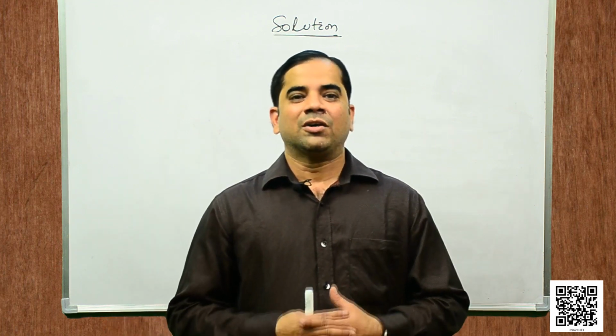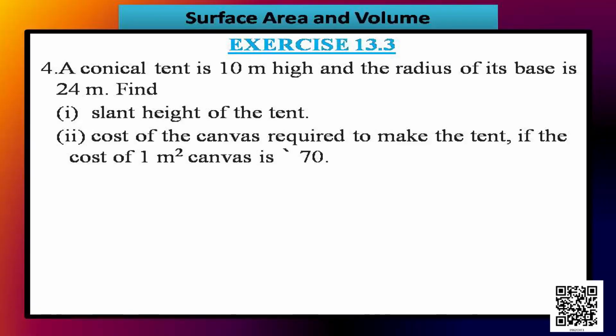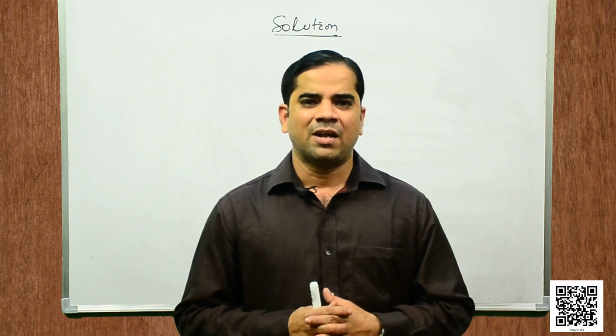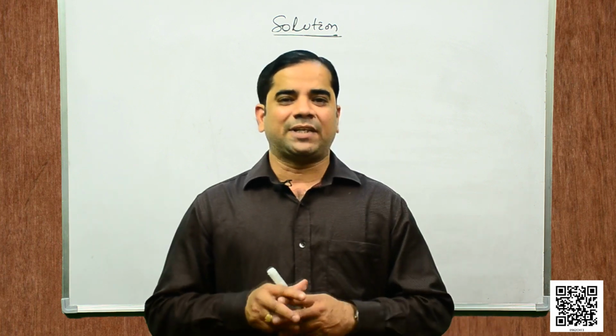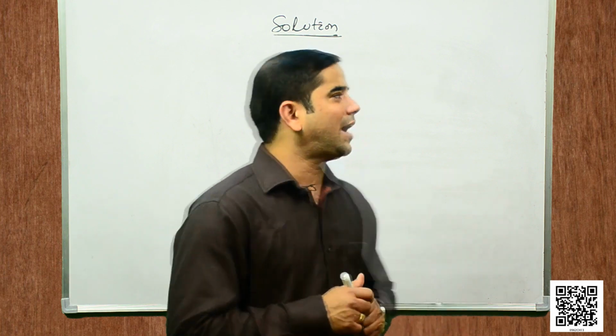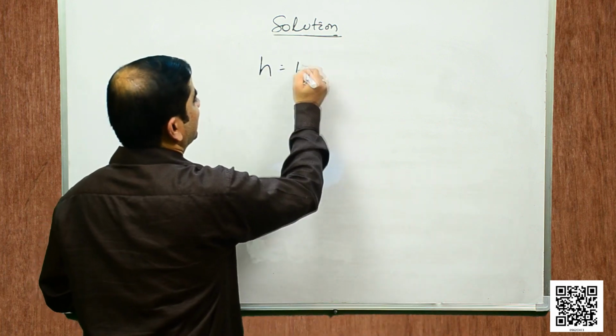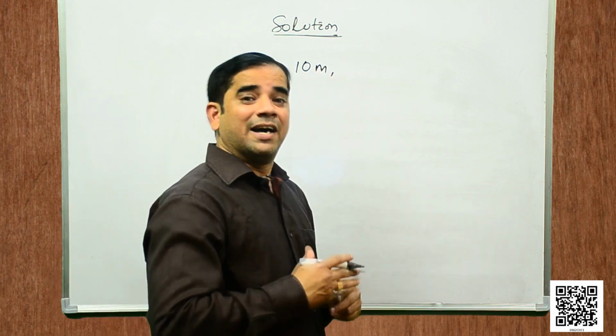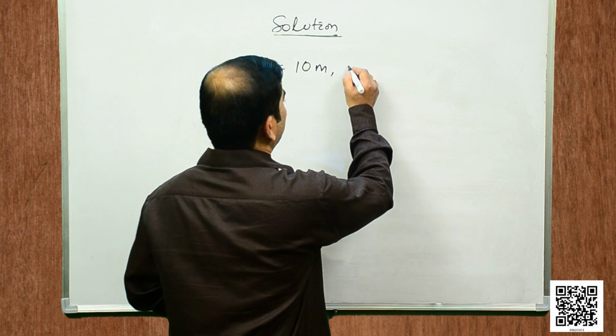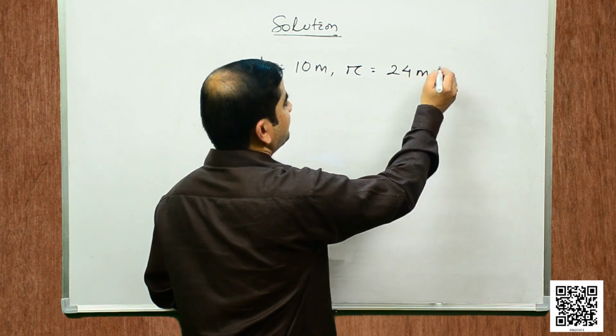Students, let us now solve question number 4. It says a conical tent is 10 meter high and the radius of its base is 24 meter. Find the slant height of the tent and the cost of the canvas required to make the tent if the cost of 1 meter square canvas is rupees 70. Let us solve the question. What is the given data? A conical tent is 10 meter high, so height is 10 meter, and the radius of its base is 24 meter, so r is equal to 24 meter.